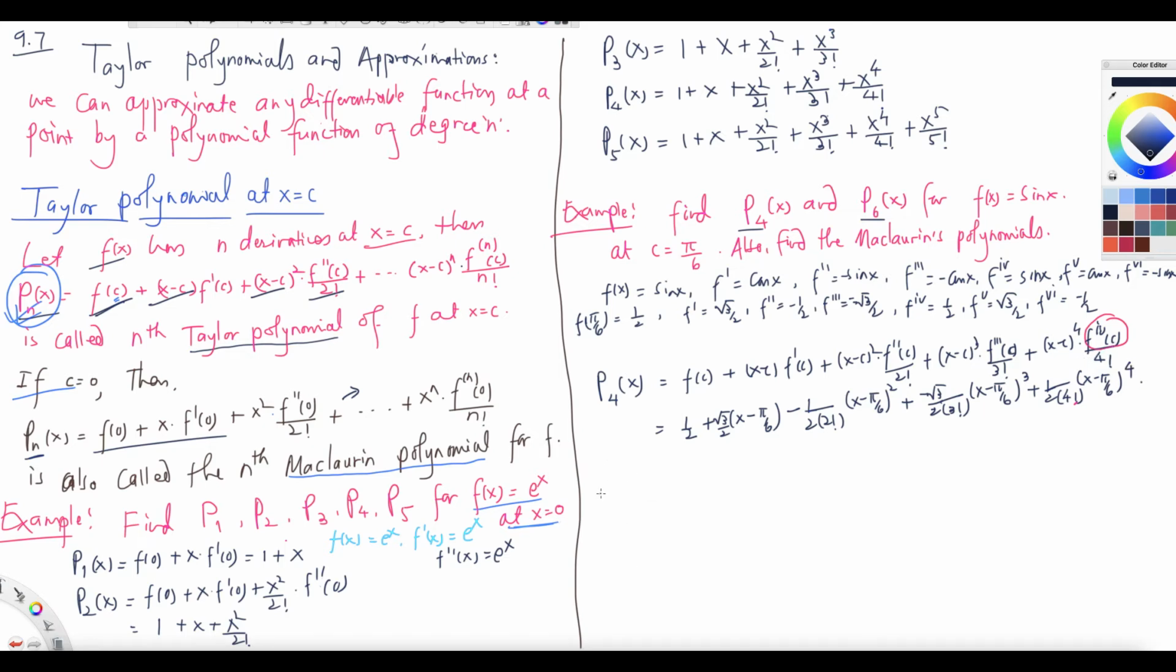Similarly, if you want to find out P6(x), you will have all these P4(x) terms, and then plus you will have 2 more terms, right? How does that look? The fifth derivative is root 3 over 2, so root 3 over 2 times 5 factorial, right? That's what it looks like. And then (x minus pi over 6) to the 5, and then plus the sixth term will be minus 1/2, and then 6 factorial in the denominator, times (x minus pi over 6) to the 6. So that is basically the P6.